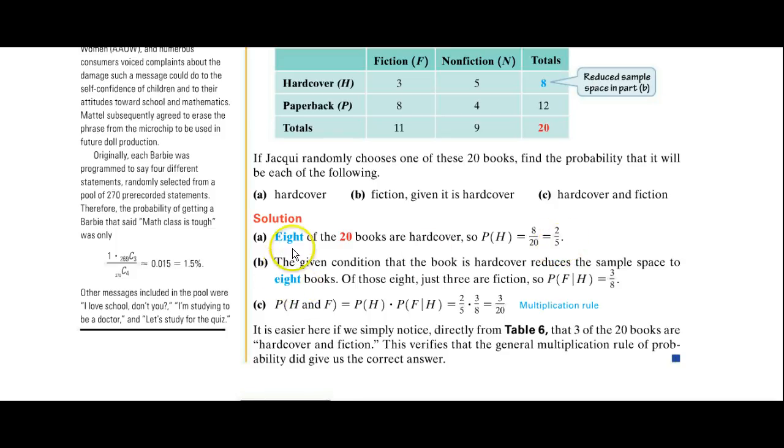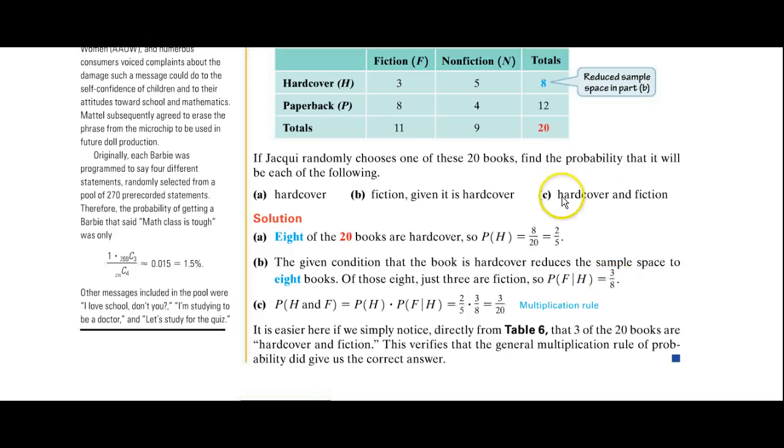All right, part B. It's fiction given it is hardcovered. Well, now in this case you are reducing your sample space because you're saying you are picking something out of a hardcover. So 3 fictions out of 8 hardcovers. So that gives you the ratio 3 out of 8.